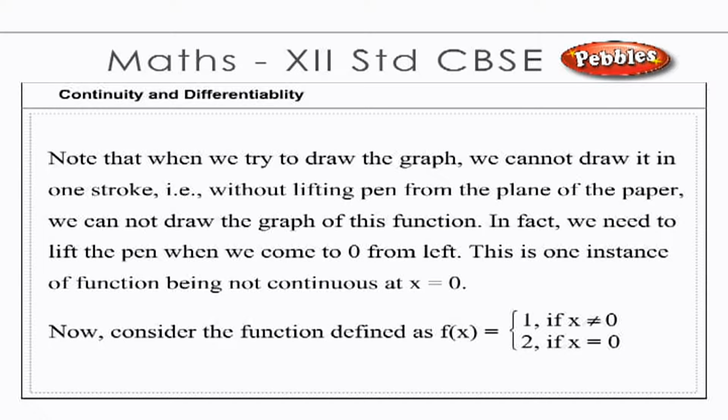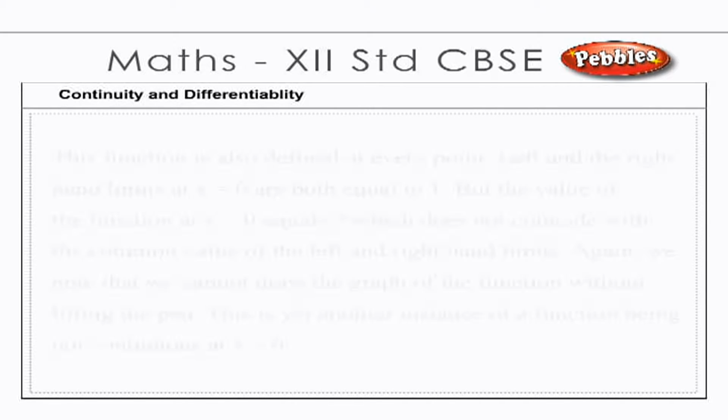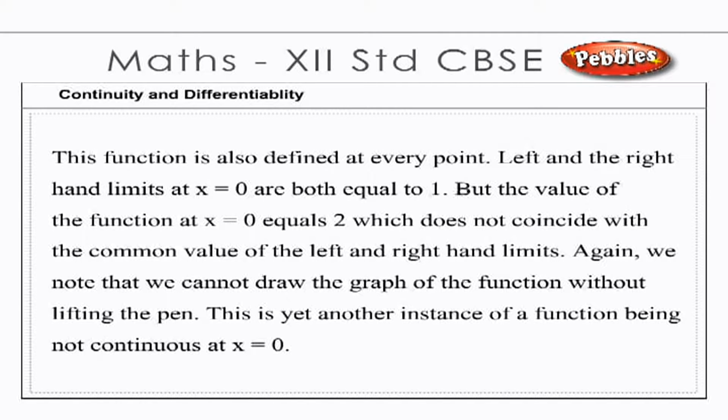Now, consider the function defined as f of x equal to 1 if x not equal to 0, 2 if x equal to 0. This function is also defined at every point. Left and right-hand limits at x equal to 0 are both equal to 1, but the value of the function at x equal to 0 equals 2, which does not coincide with the common value of the left and right-hand limits. Again, we note that we cannot draw the graph of the function without lifting the pen. This is yet another instance of a function being not continuous at x equal to 0.